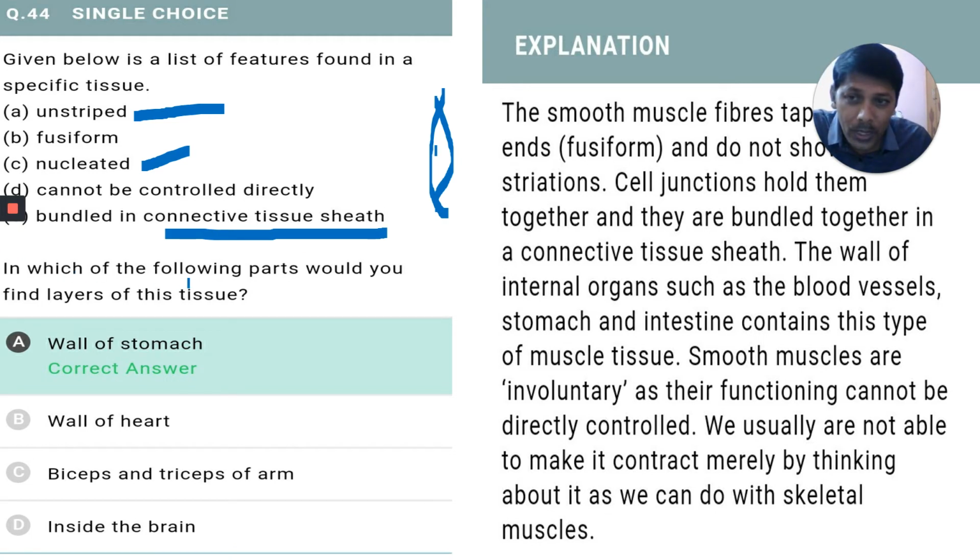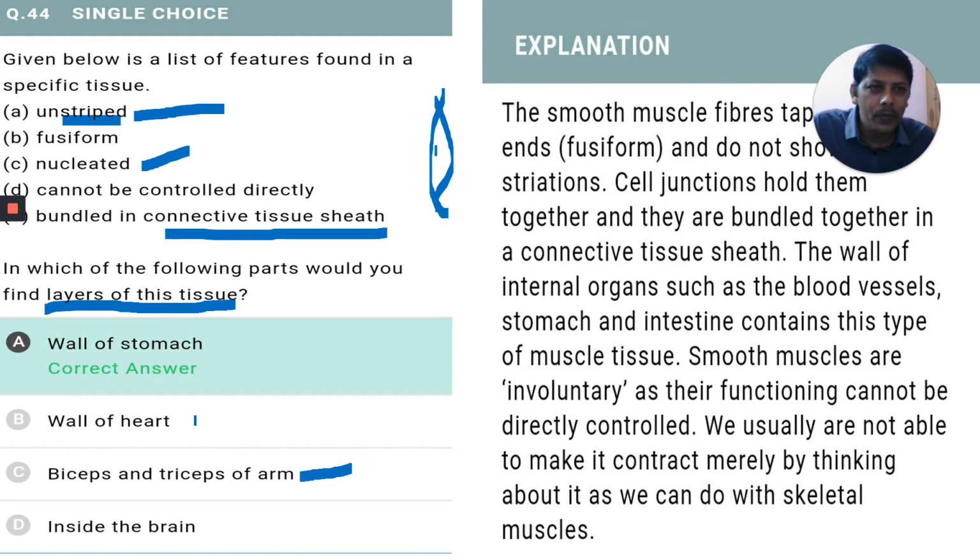Which of the following parts would you find layers of this tissue? Wall of stomach, wall of heart, biceps and triceps of arm, and inside the brain. Inside the brain, no muscle is there. Biceps and triceps of the arm consist of striped muscle, as in the lower and upper limbs. In the wall of the heart, we have cardiac muscle. Cardiac muscle is striated, but they ask here for striped.